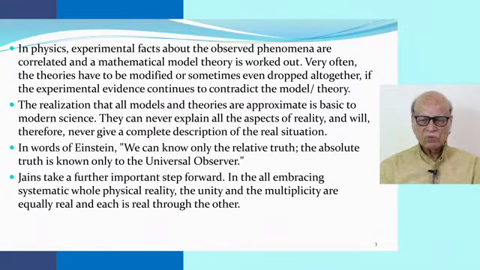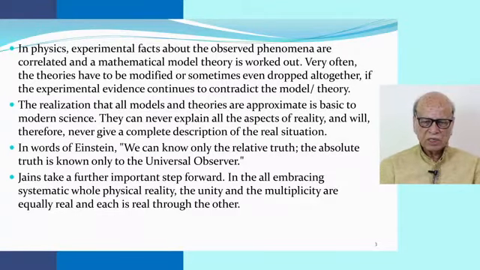So the realization that all models and theories are approximate is basic to modern science. So the physicists arrive at a conclusion that all theories are approximate. They satisfy the observed conditions to some extent, or may not satisfy at all. Then they have to be dropped. They can never explain all the aspects of reality, and will therefore never give a complete description of a real situation. So, a limitation of mathematical theories is that they cannot explain the reality in total.